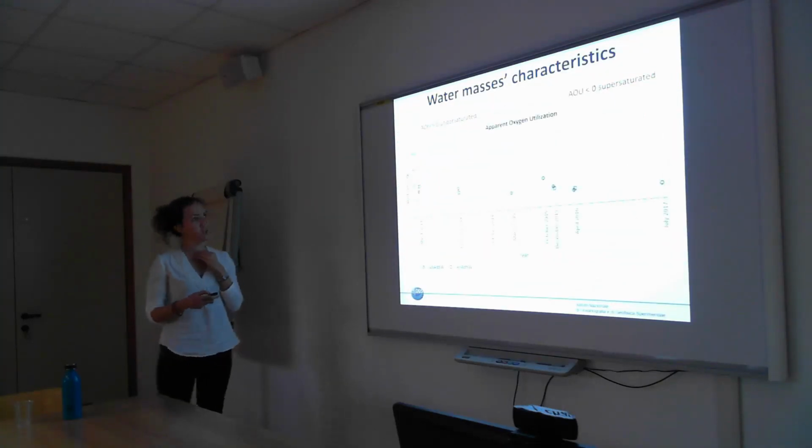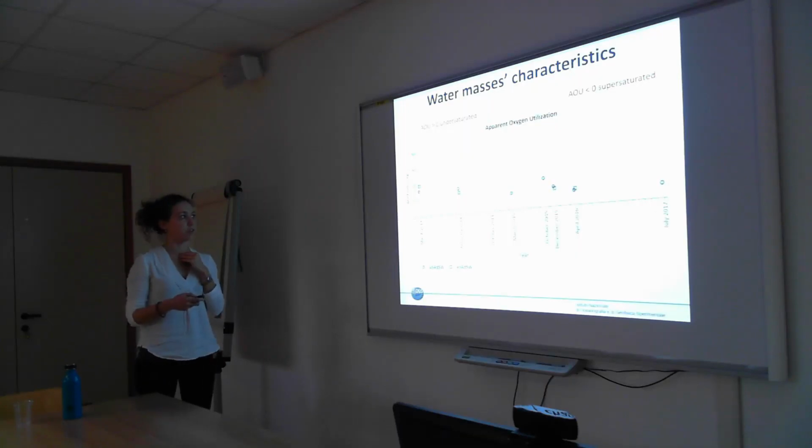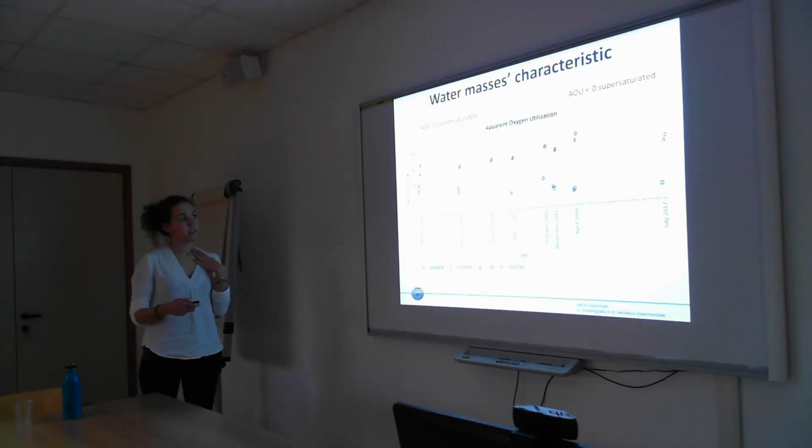Okay, so speaking of the characteristics of the different water masses, those are the mean values for the apparent oxygen utilization in the different water masses in the different cruises. So all the surface waters, as we expect, have an apparent oxygen utilization concentration that is almost 0 or under 0, so it's supersaturated or saturated, while the Levantine intermediate waters and the South Adriatic dense waters have an apparent oxygen utilization value that is really high. And this can mean that those waters are older because the oxygen has been consumed a lot.